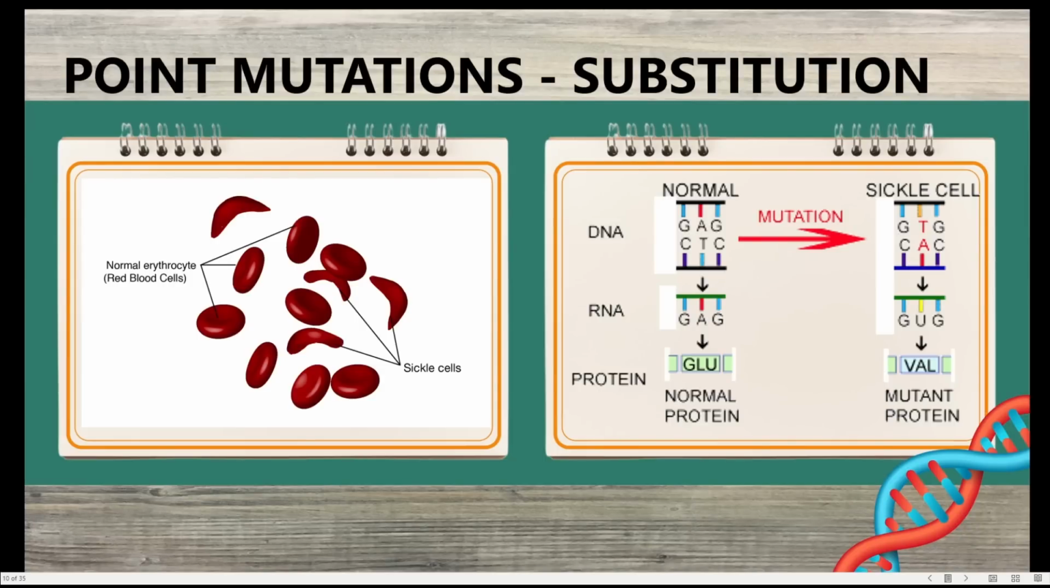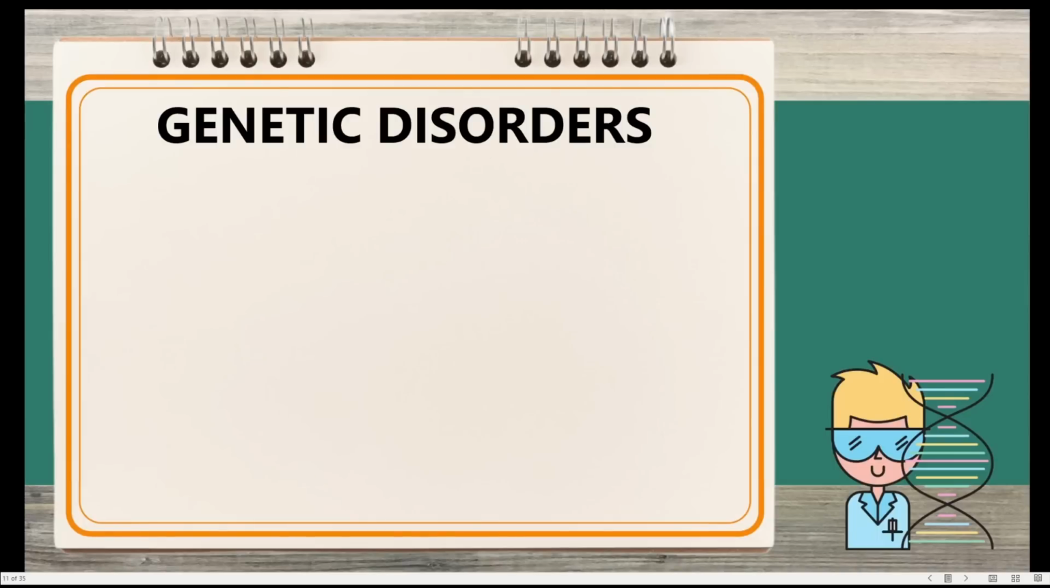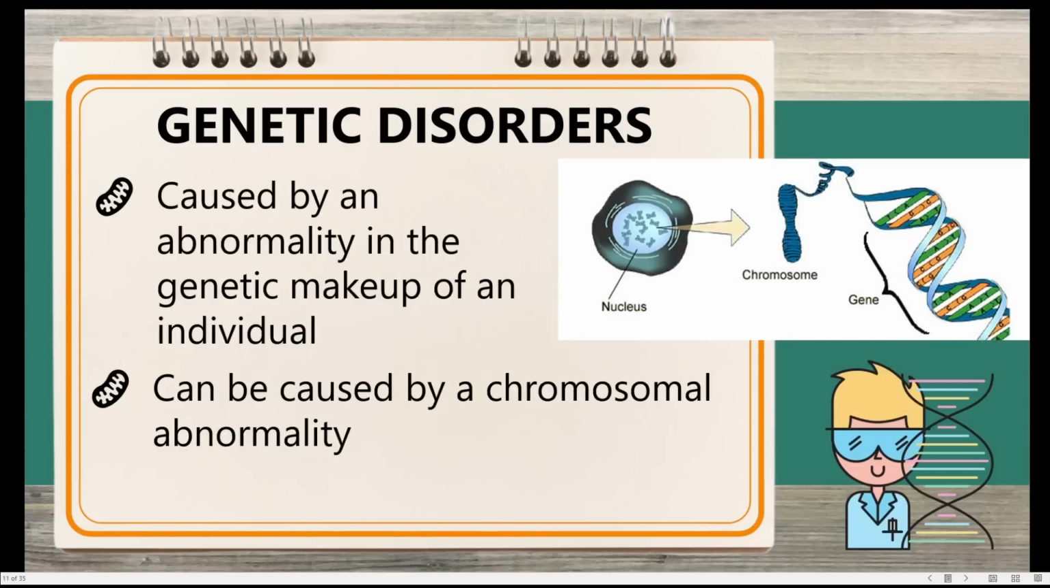Now let's move to the larger scale mutations. Kasi itong mga point mutations na to, as you can notice, the changes are affecting the nitrogenous bases. Minsan, yung mutation ay nangyayari sa chromosome itself. And we call the effect genetic disorders. So what are genetic disorders? Genetic disorders are caused by an abnormality in the genetic makeup of an individual. And this abnormality can be caused by a chromosomal problem.